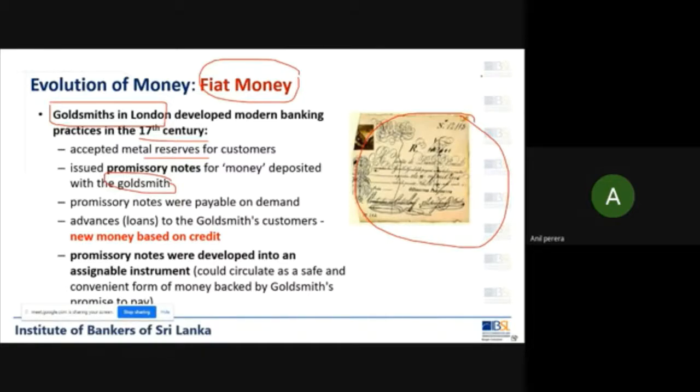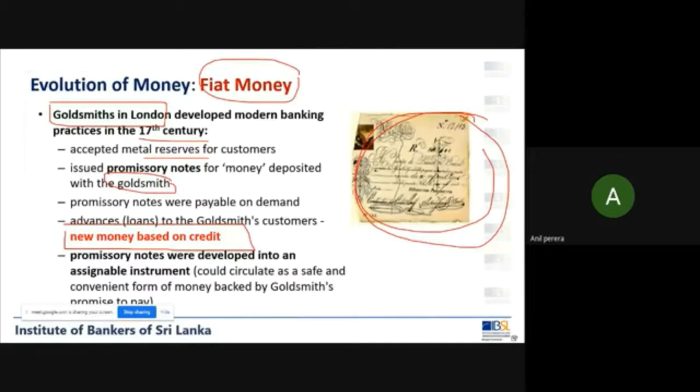That is another advantage of this goldsmith's promissory note. Not only that, goldsmiths gave loans based on these metal reserves. People deposited their money with the goldsmith, so you can ask for a loan based on that. So loans were issued in terms of these notes. So what does that mean? New money was created based on loans, credit.